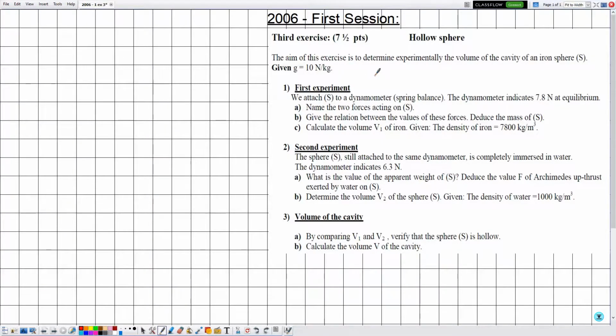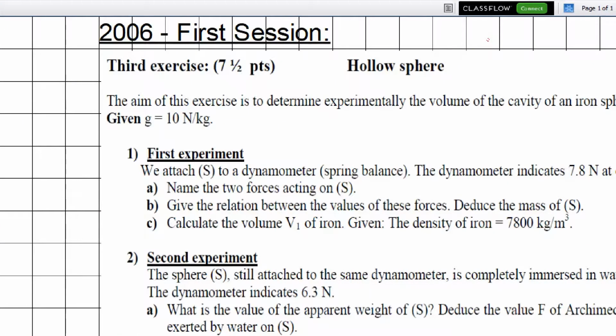In this one we are going to solve an exercise related to mechanics and the chapters of mechanical actions, equilibrium of a body and Archimedes upthrust. This exercise was a previous one in the brevet exams in 2006 first session, third exercise. The title of this exercise is hollow sphere.